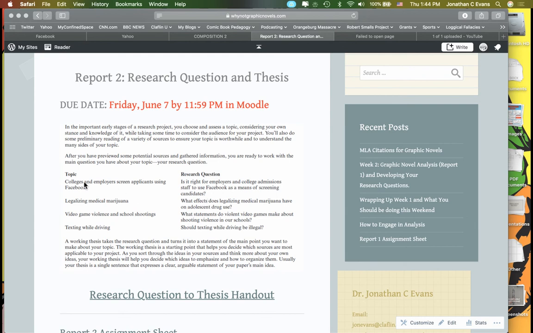And so you'll see that they take this topic and ask a question about it. Is it right for employers and college admissions staff to use Facebook as a means for screening candidates? All right? So they've taken a topic, which is just a neutral position, and now they are applying a value statement to it. They are looking at it and asking the question, is it right? Now, if I were to turn that into a thesis statement, I would have to take a side.